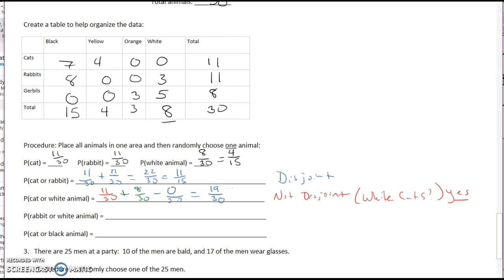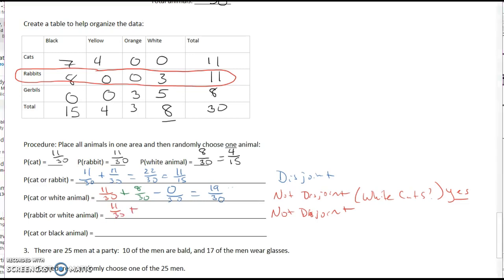All right, the next one we're going to take a look at is getting a rabbit or a white animal. Just think about this. Can there be white rabbits? That's true. So we're going to say this is not disjoint. So to find the probability, we're going to do rabbits first. So the rabbits are this row right here, and how many of those are there? They are 11 out of 30.